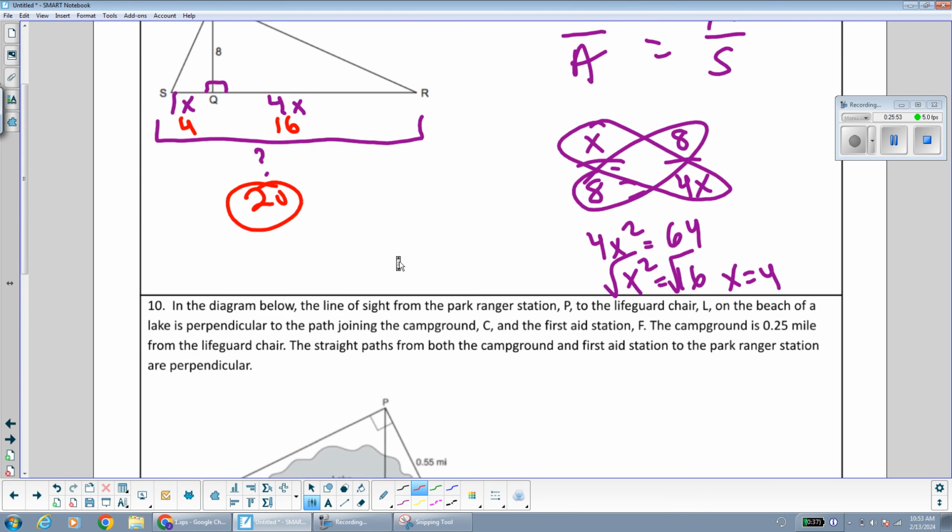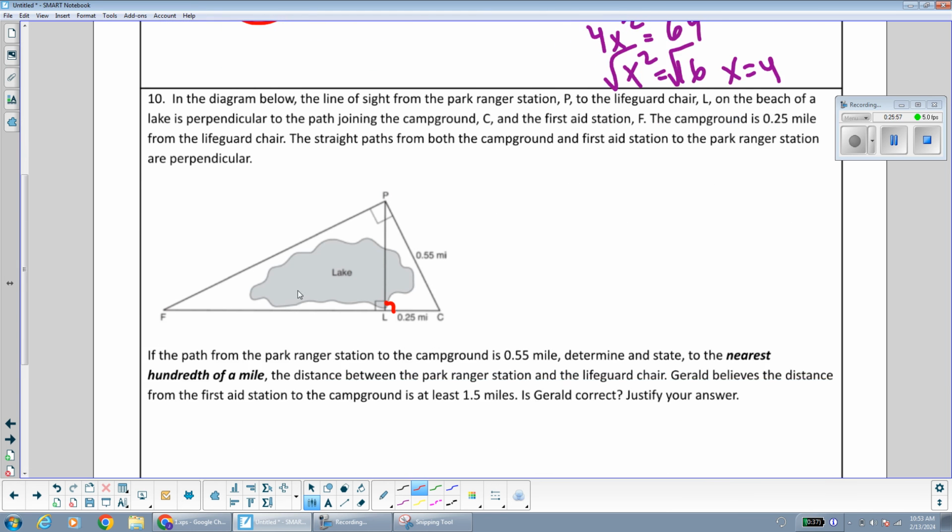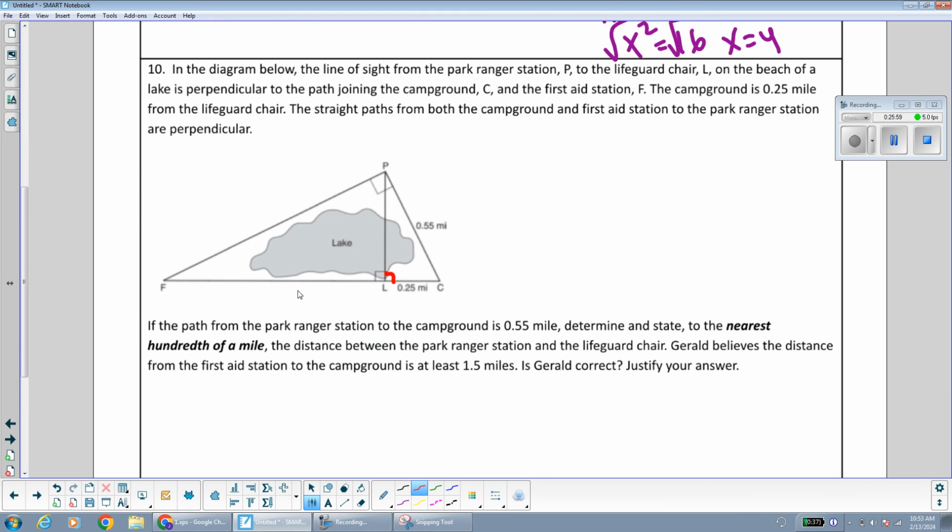Remember, I told you the diagram's always going to look the same when you have to use HILLS or SAS. So here I'm going to ask myself, am I using HILLS or SAS? That depends on what the question's asking me. There are two parts to this question. The first part is saying, determine and state the distance between the park ranger station and the lifeguard chair.